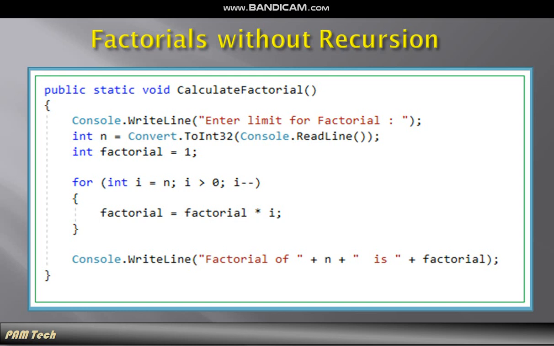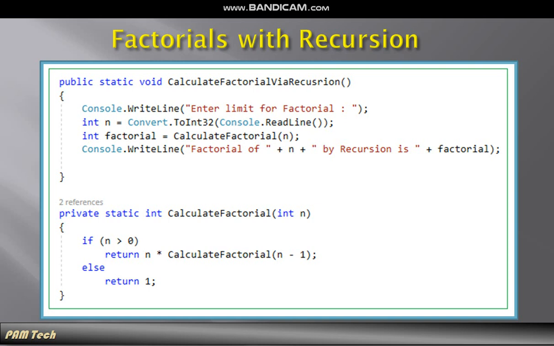Let's see how we can implement the same thing with recursion. In this particular method, I'm just getting the user input as discussed previously, and I declare a factorial variable here and call a method called CalculateFactorial, passing the integer value to it. Once this method is executed, I will get the factorial value here, and then I output the same value to the console window, so that we can see the factorial of n by recursion is so and so.